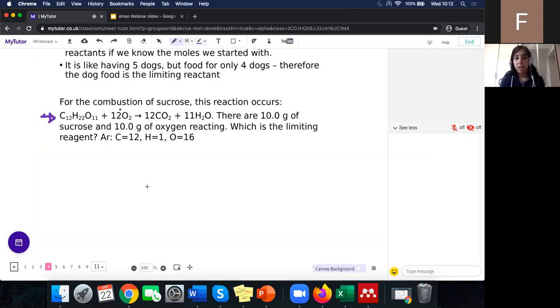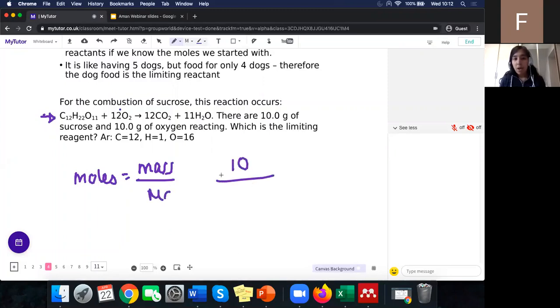So to understand that, I'm going to go through this question. If we have a look at sucrose, there are 10 grams of it. So if we calculate the number of moles of sucrose, we know that the moles equals the mass over the MR. The mass is 10.